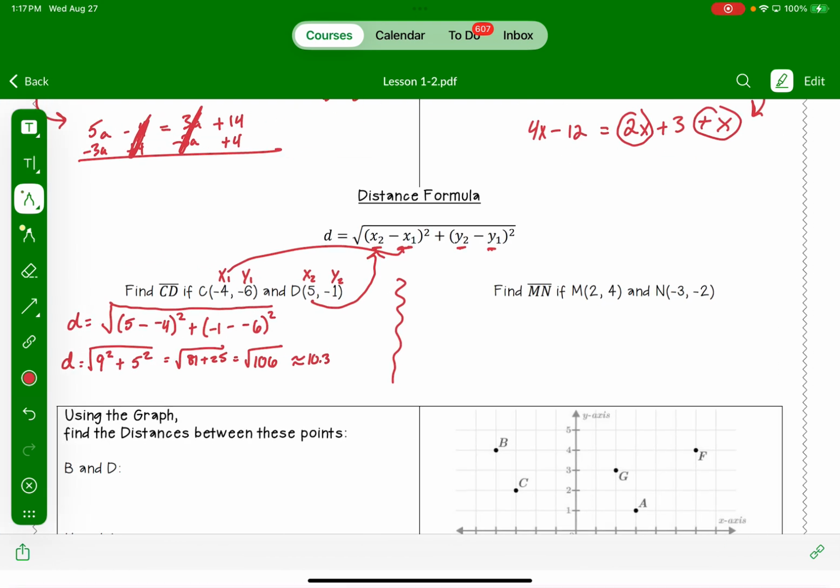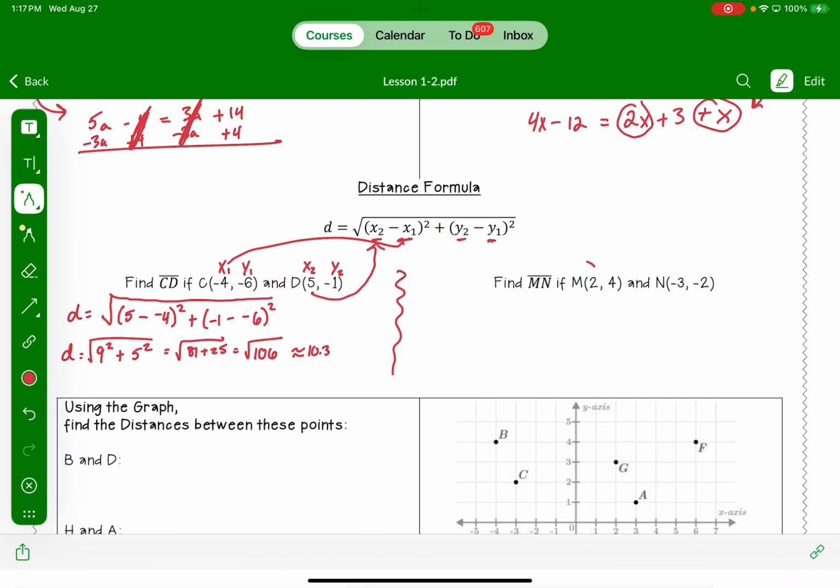All right, next problem. I'm going to label these points for you, and then I want you guys to finish the problem. Ready, go.